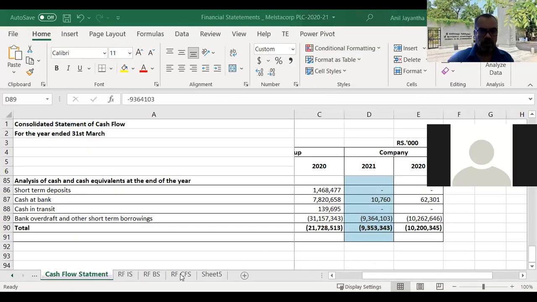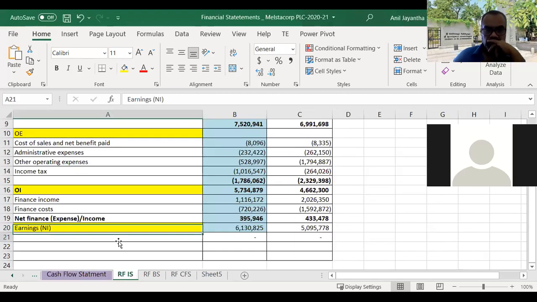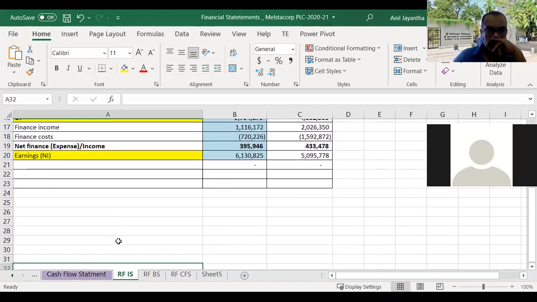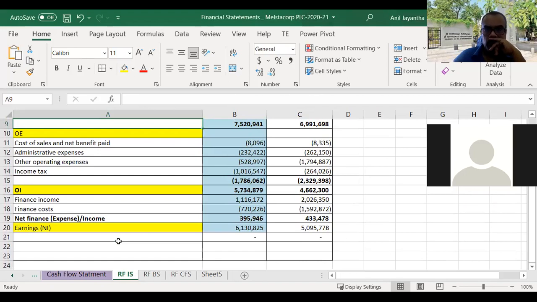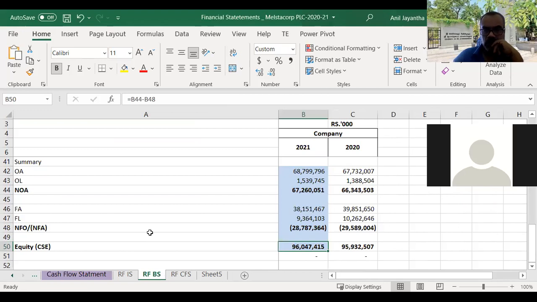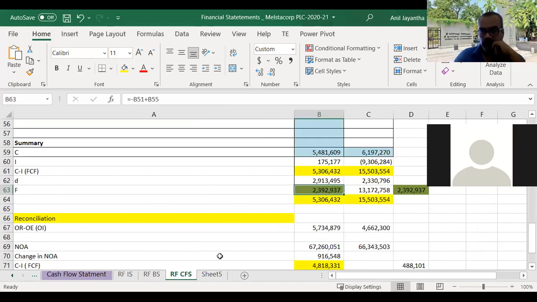Now you can see reformatted financial statements. If you go to the balance sheet, this is the summary, equity and net cash flow. Yeah, I just wanted you to independently work it out. Yes, I also notice some differences arise. So we can discuss all those things later.